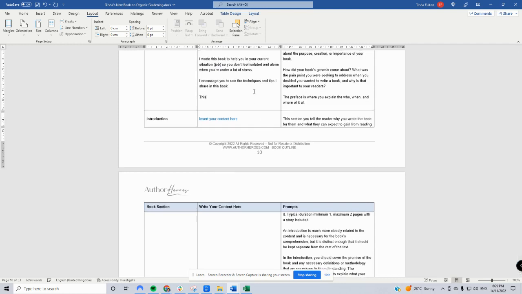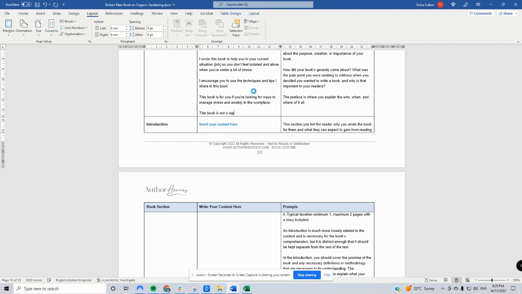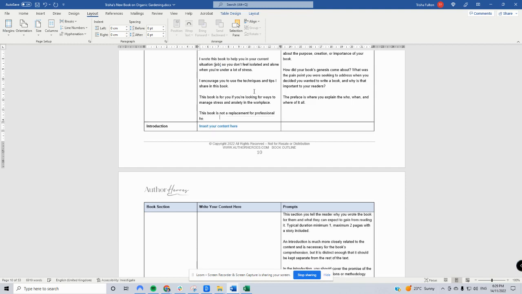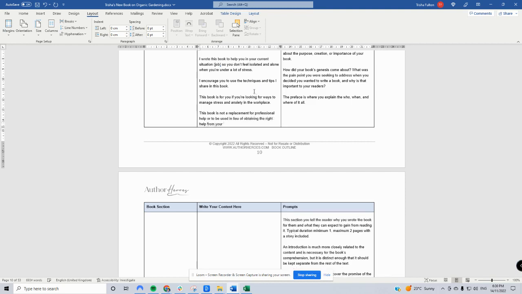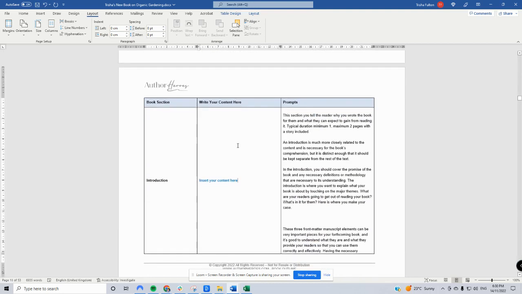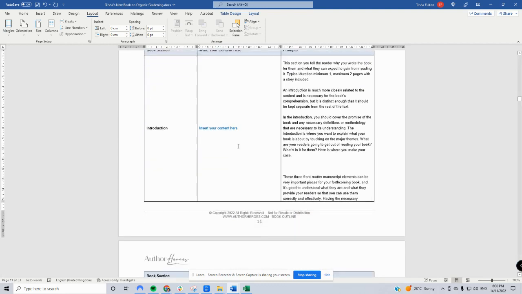Okay, let me go back up here. This book is for you if you're looking for ways to manage stress and anxiety in the workplace. This book is not a replacement for professional help or to be used in lieu of obtaining the right help from your specialist. Right. Who you wrote the book for, why you wrote the book for them, I'll come back to right at the very end.